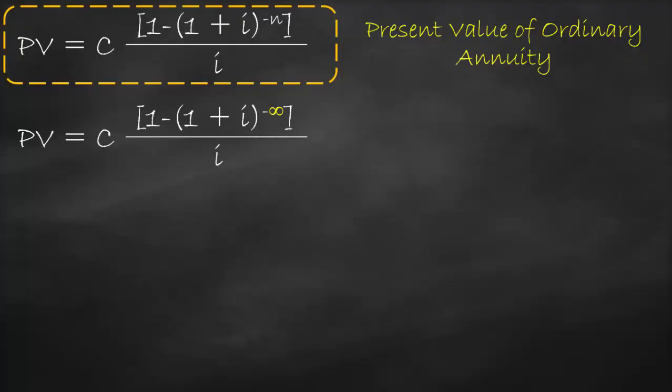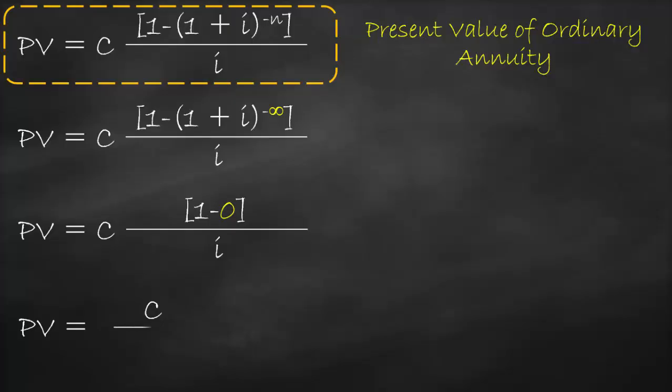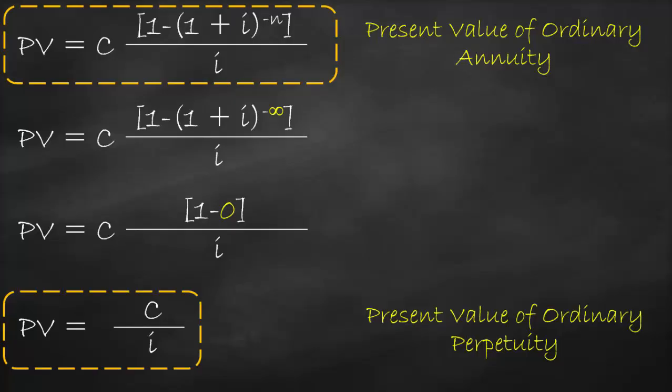Therefore we know that anything to the power infinity is equal to what? Is equal to 0. Therefore, I know that the present value will be equal to C multiplied by 1 minus 0 divided by I, which means the present value will be equal to cash flow divided by I. And this will be our formula for the present value of ordinary perpetuity. And this is how we got the present value for ordinary perpetuity from the present value from ordinary annuity.